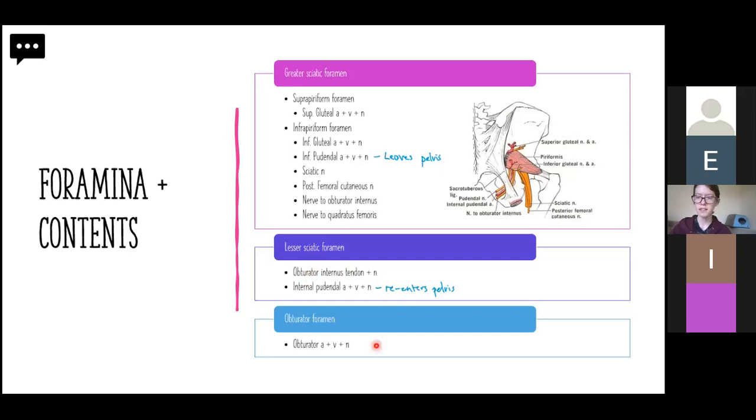And then the last foramen to know is the obturator foramen. Pretty self-explanatory because it just has all the obturator stuff.